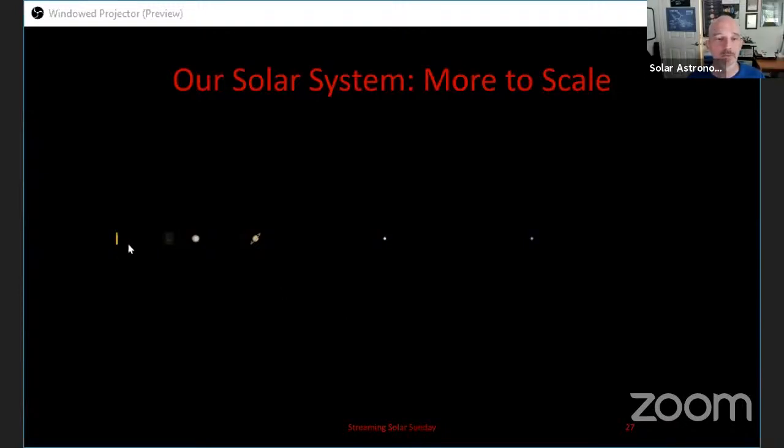And then you can see some faint dots right here. Maybe three faint dots. Mercury is so tiny you can't even see it. And the three dots that you do see are Venus, Earth, and Mars. So you can see that they're actually bunched up pretty close together and relatively close to the sun, but they're tiny compared to the sun.